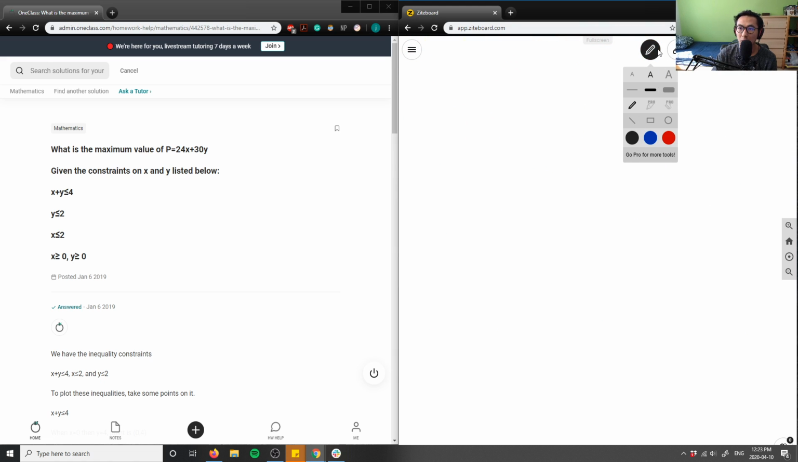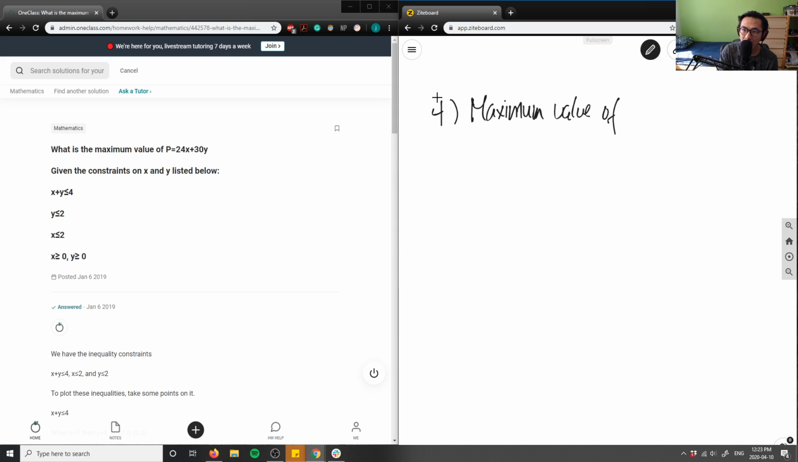And let's work on number 4. Number 4 says: what is the maximum value of P equals 24x plus 30y? So 4 states, what is the maximum value of P, which equals 24x plus 30y, given the constraints.